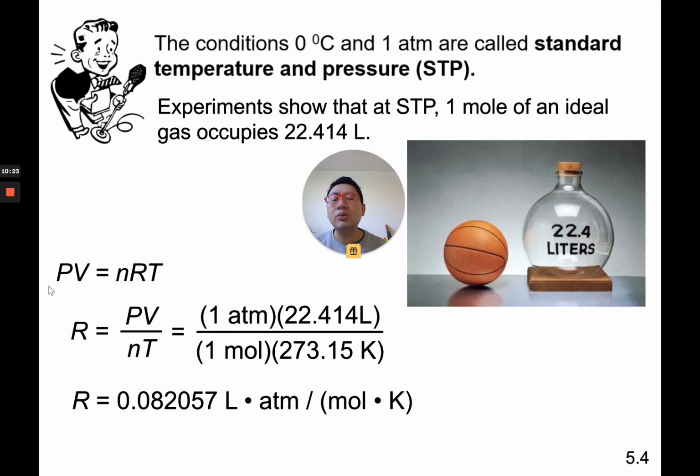In other words, the pressure times volume of a gas is equal to the number of moles of gas you have times R, 0.0821 liters atmospheres per mole Kelvin, times its temperature.